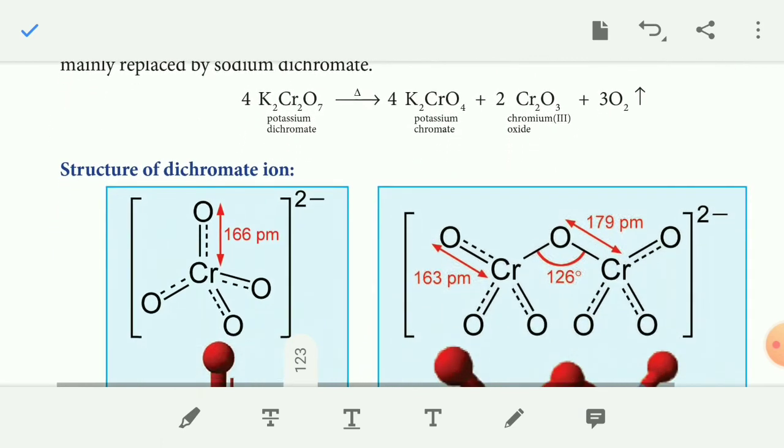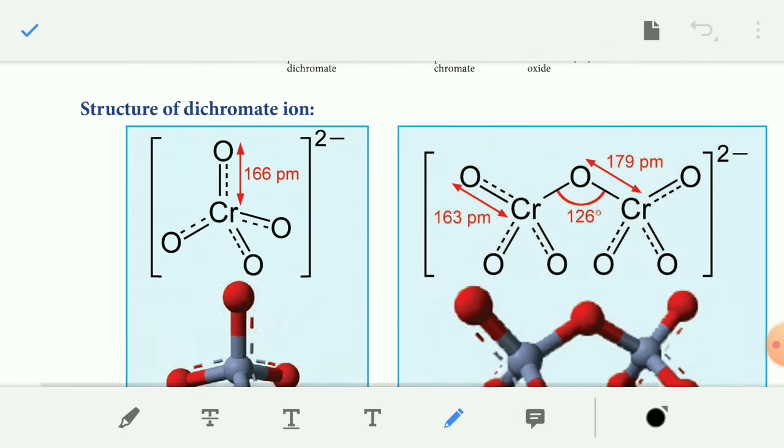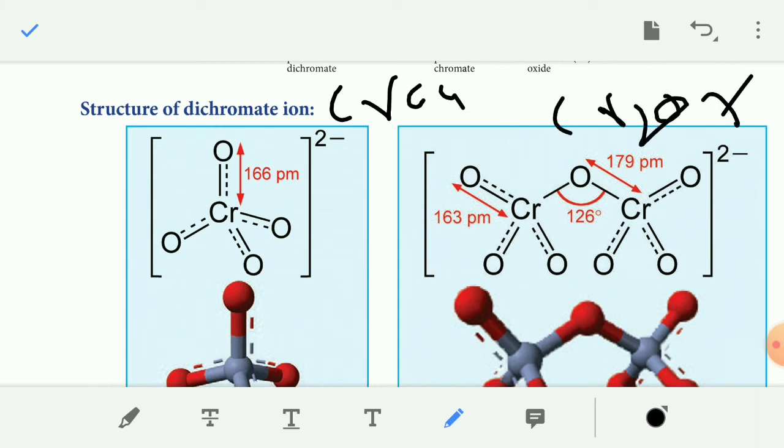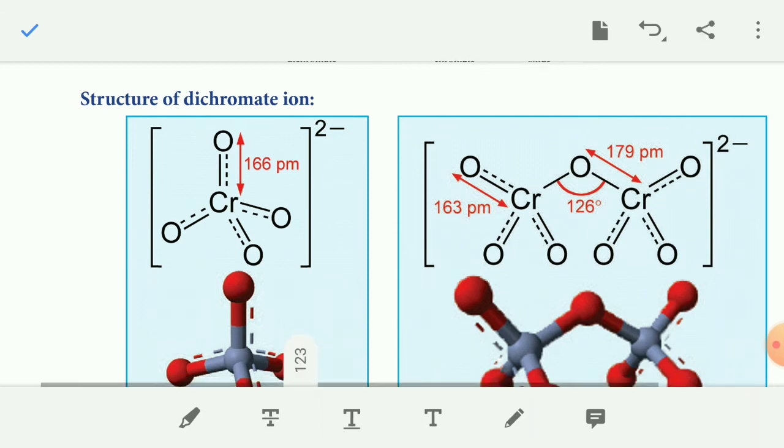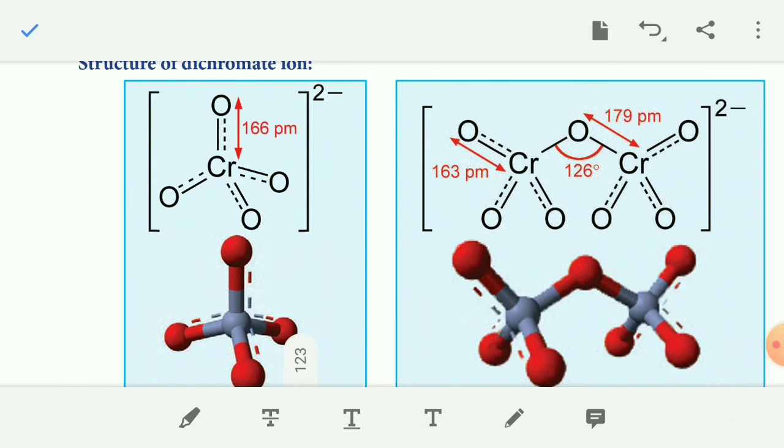Then the structure of dichromate. This is the structure of the chromate ion, CrO4. The central metal ion is Cr, with 4 oxygens bound. This one is CrO4, and this one is Cr2O7, with two chromium atoms, 3 plus 3 terminal oxygens and 1 bridging oxygen. Then the bond lengths for chromium to oxygen and oxygen to oxygen.